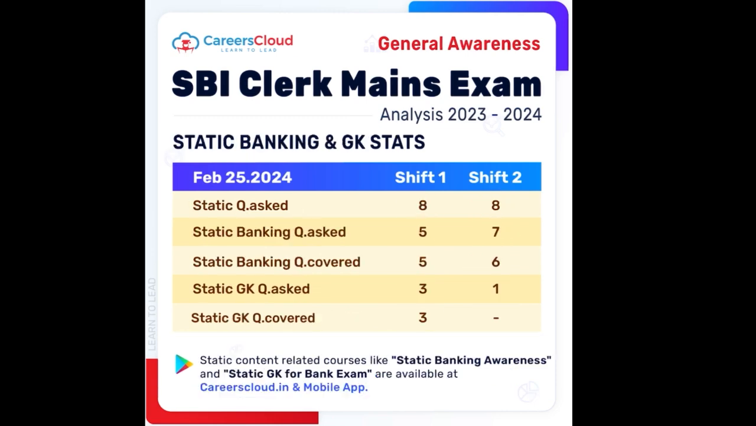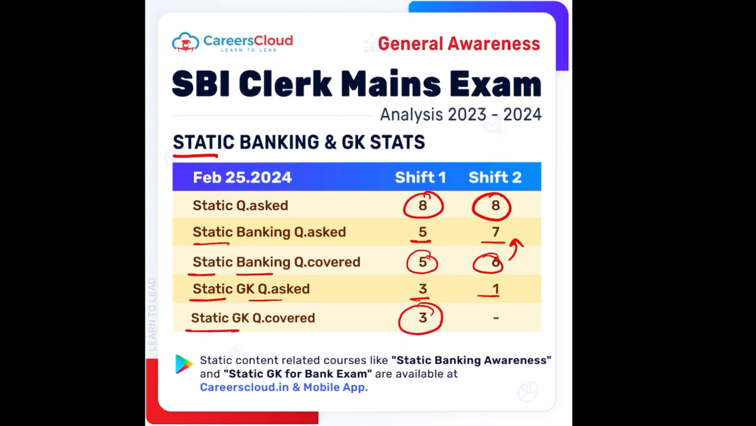Not just this, if we focus on static banking and GK stats, the total questions asked were 8 and 8 respectively for first and second shift. Static banking questions asked were 5 and 7. Static banking questions that were covered by us were 5 and 6 respectively. Just a question short for the second shift, but we'll make sure to cover that next time. Static GK questions asked were 3 and 1 respectively, and static GK questions for the first shift were all covered, but for the second shift a question was left, but I will make sure to cover that question also next time, so that there is nothing left when you are attempting your exam.